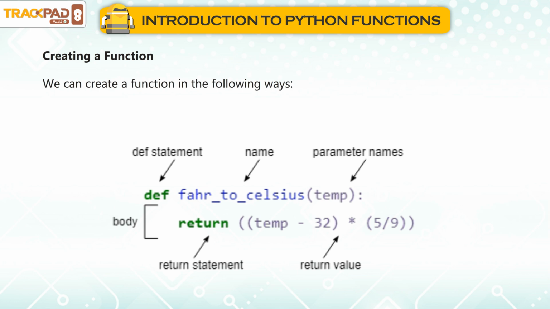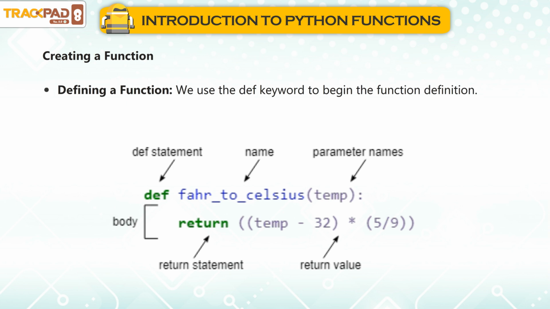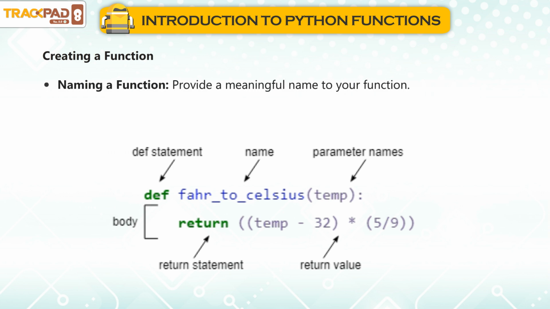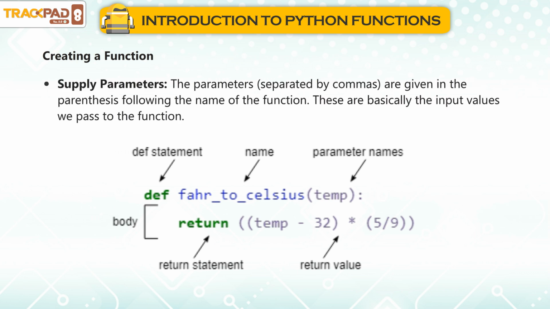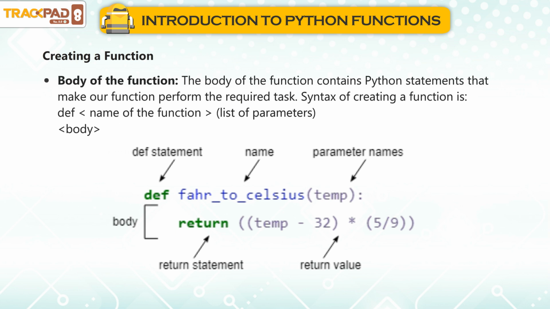Creating a function. We can create a function in the following ways. Defining a function. We use the def keyword to begin the function definition. Naming a function. Provide a meaningful name to your function. Supply parameters. The parameters separated by commas are given in the parentheses following the name of the function. These are basically the input values we pass to the function. Body of the function. The body of the function contains Python statements that make our function perform the required task.